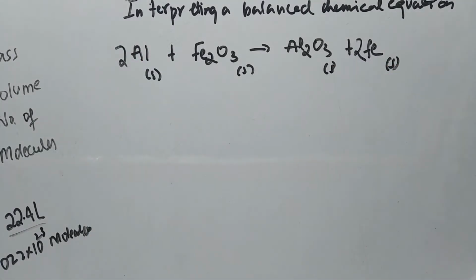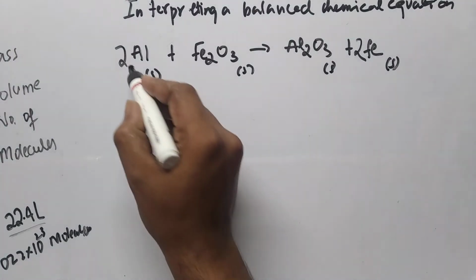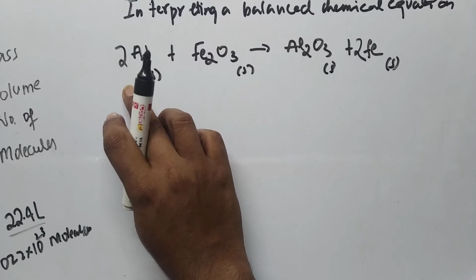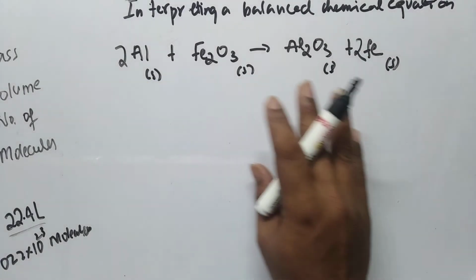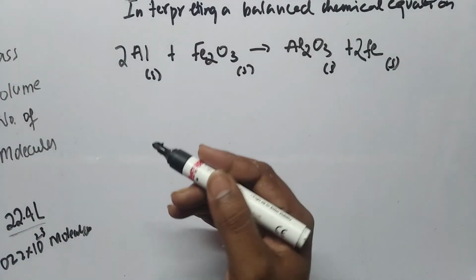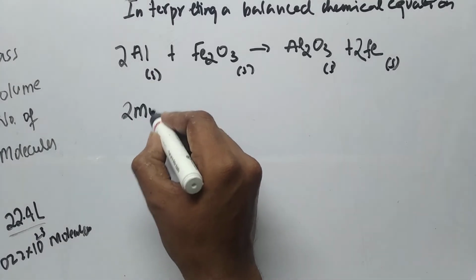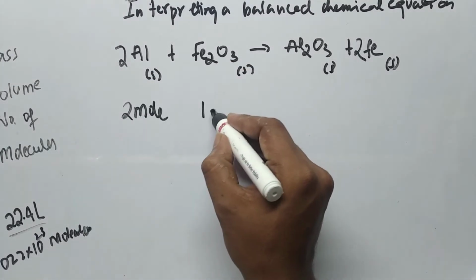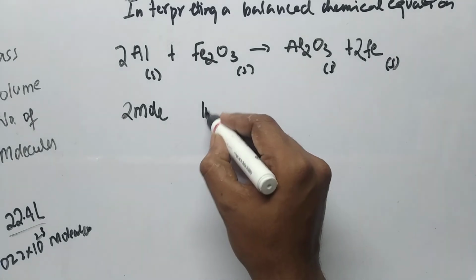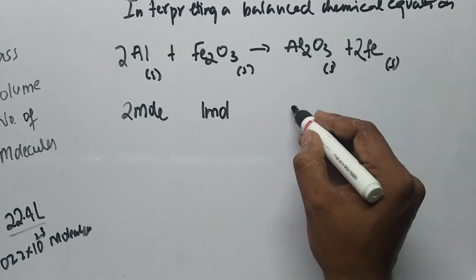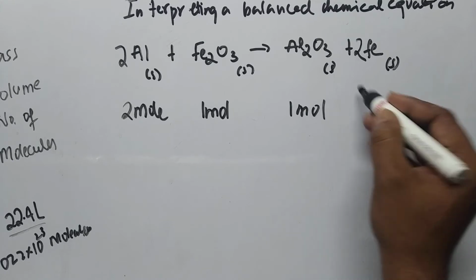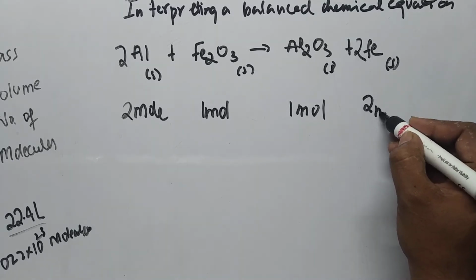After balancing the equation, you need to calculate their mass. As you can see here, we are getting the information about reactants and products. First we'll find the moles. Here we have 2 moles of aluminium, and here we have 1 mole of ferric oxide. Here we have 1 mole of aluminium oxide. Here we have 2 moles of iron.